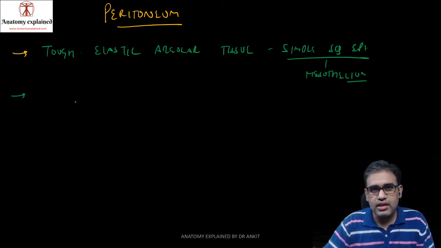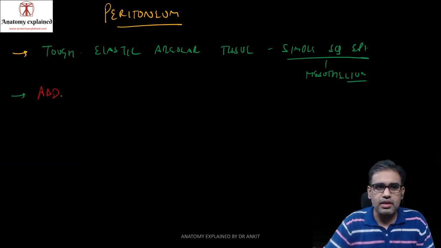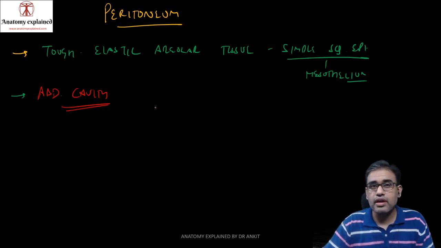Now where is the peritoneum located? Inside the abdominal cavity. Inside the abdominal region, in the abdominal cavity, we have this peritoneum. So location is in the abdominal region. Now what is the role of this?